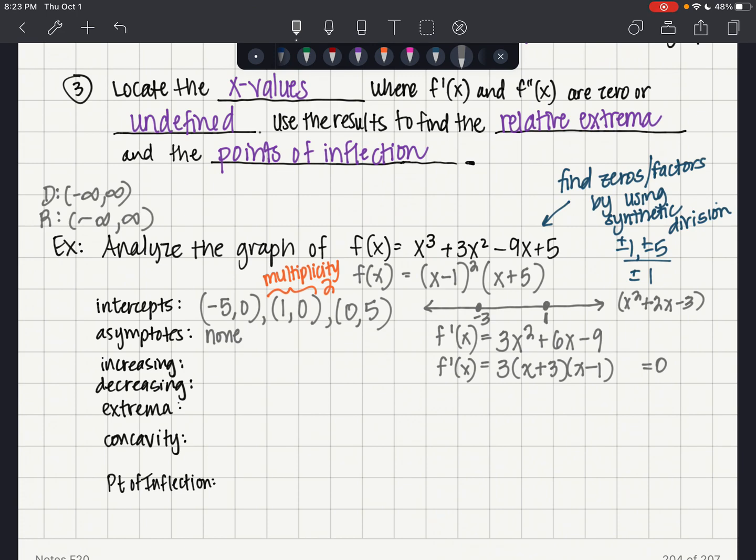Now if I take negative 10, that happens to be in the interval from negative infinity to negative 3, and I put it back into the first derivative, I will end up with a positive output. If I put a 0 in, I will end up with a negative output for the first derivative. And if I put a positive 2 in, I'll end up with a positive output for that interval.